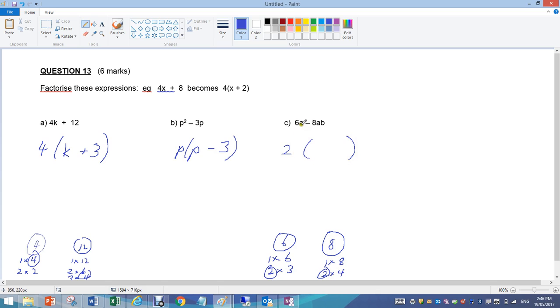But also you'll see that a is common to both 6a and negative 8ab, so put an a at the front as well. Now 2a times what gives 6a? That's 3. 2a times what gives 8ab? That's 4b. Just double check it. 2 times 4 is 8. a times b is ab. Remember your minus sign. Finished.